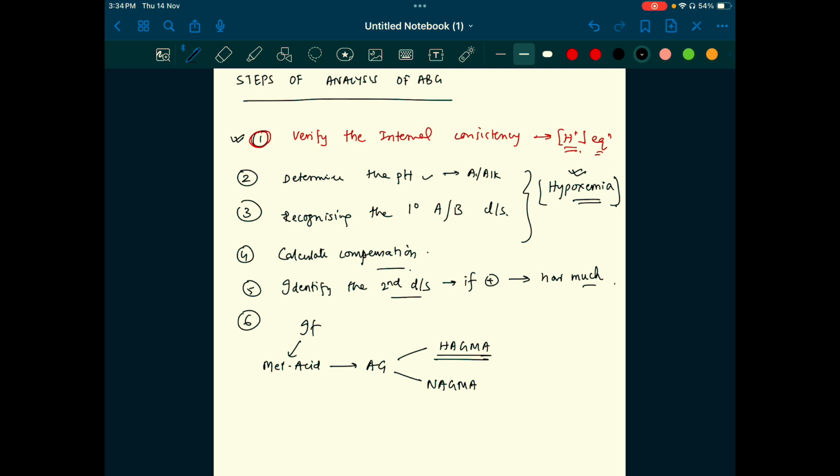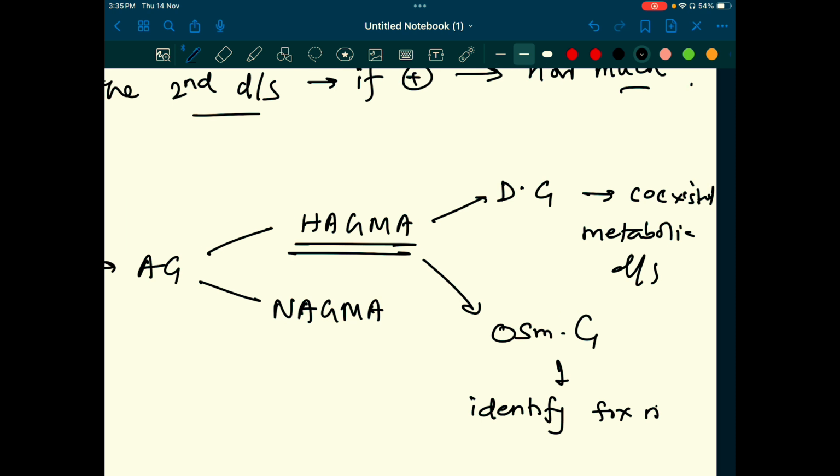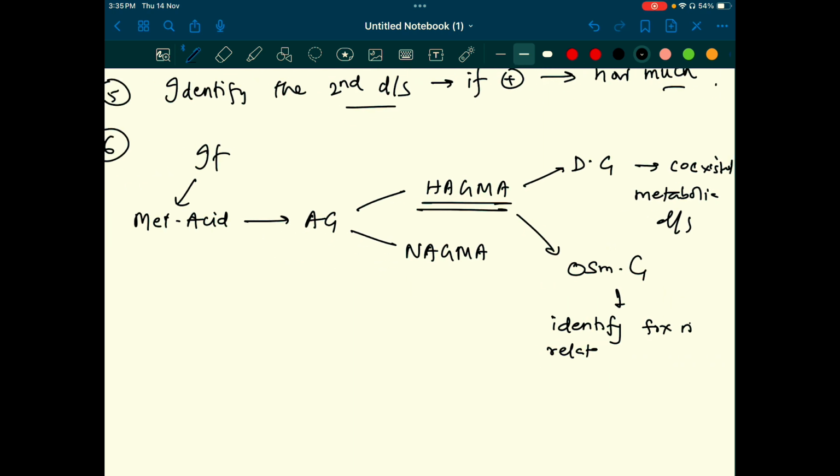If it is high anion gap, then we have to calculate the delta gap, to look at if there is any coexistent metabolic disorder. And if you're suspecting some toxin related cause of high anion gap metabolic acidosis, then we have to calculate the osmolar gap as well. Osmolar gap to identify toxin related cause of HAGMA.